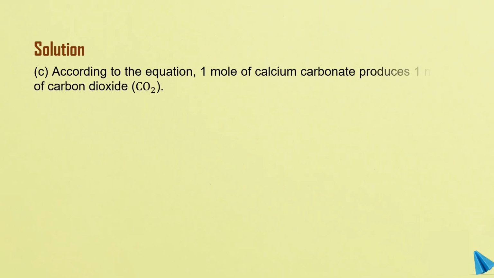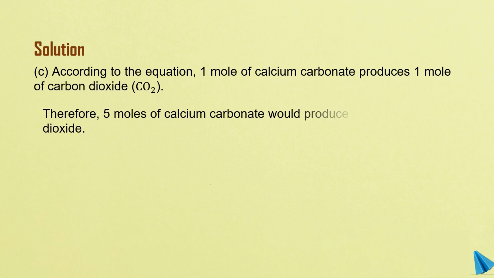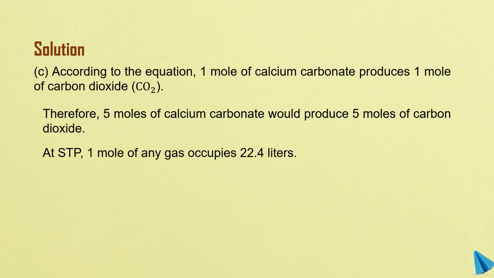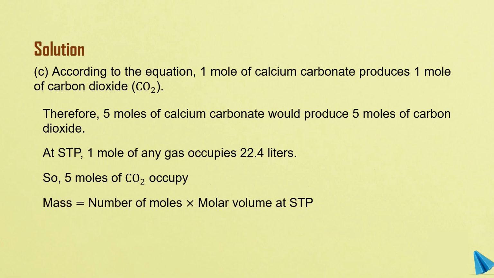And the solution to the third one is, according to the equation, 1 mole of calcium carbonate produces 1 mole of carbon dioxide CO2. Therefore, 5 moles of calcium carbonate would produce 5 moles of carbon dioxide. At STP, 1 mole of any gas occupies 22.4 liters. So 5 moles of CO2 can occupy volume equal to number of moles multiplied by molar volume at STP. So it is 5 moles multiplied by 22.4 liters, that is equal to 112 liters.